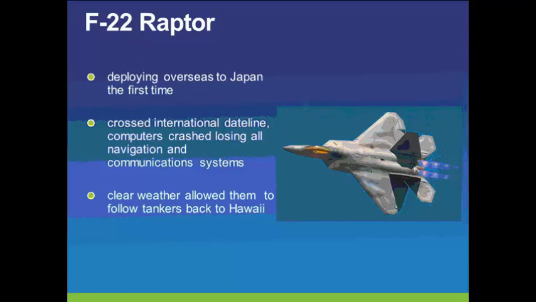And there's another example, the F-22 Raptor. This was deployed on a mission to Japan for the first time. When this beautiful airplane crossed the international date line, somewhere in the middle of the ocean, the computer crashed, losing all navigation and communication systems. Luckily in this case, it was clear weather, so the pilot was able to fly back to Hawaii, flying low and following some ships and tankers. Imagine this wasn't the case. The airplane could have crashed, hopefully not killing the pilot, but it could have turned out very badly.